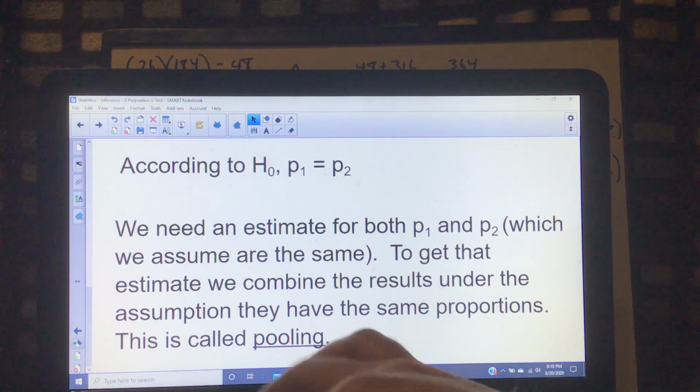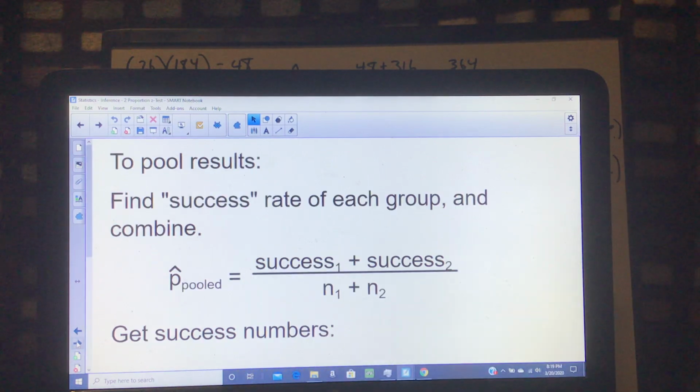How do we pool? We use this formula that's below. To pool the results, we basically want the success rate of each group combined. We want the success rate for the whole group. Success in this case is getting someone who snores. If I was doing the Governor Cuomo example, we would basically want how many people like Governor Cuomo in general, not broken up by male and female, but just generally how many people like him. For this example that I'm actually calculating, we want the general snore rate. So that's what the p-hat pooled value is.